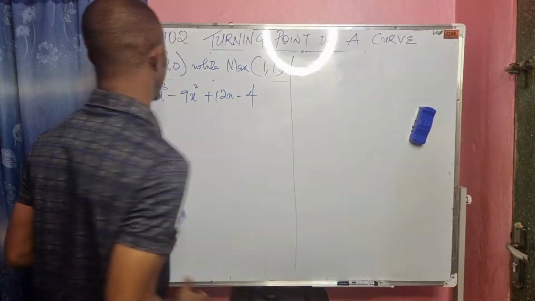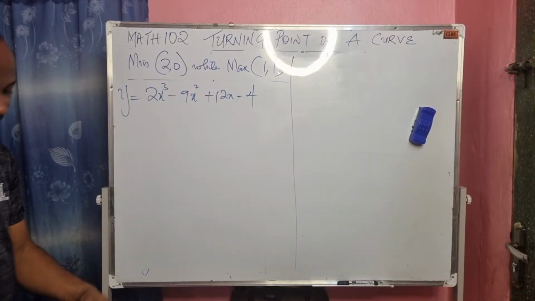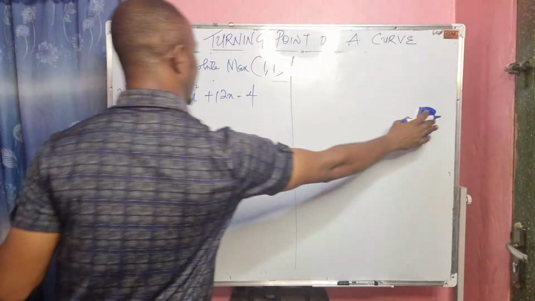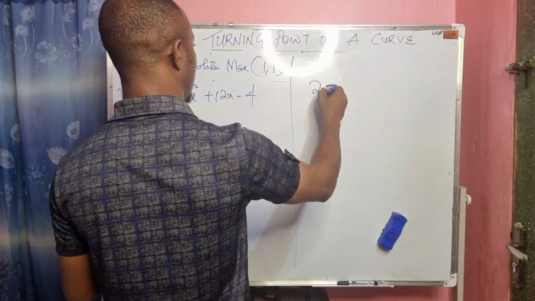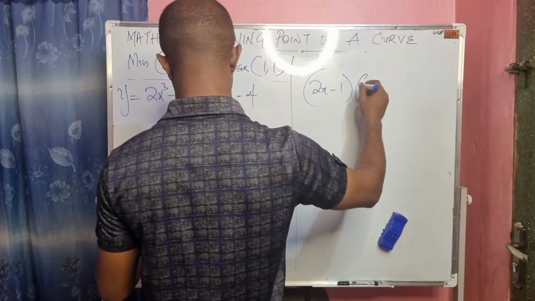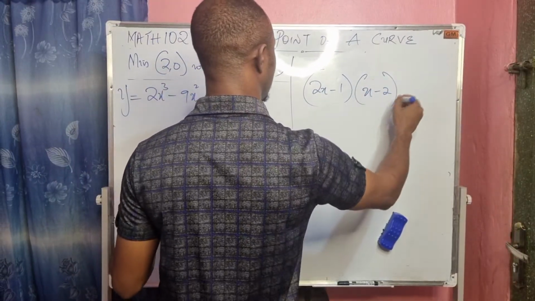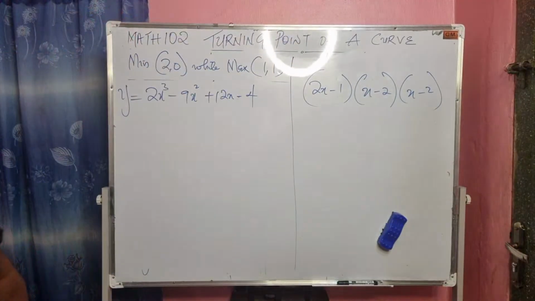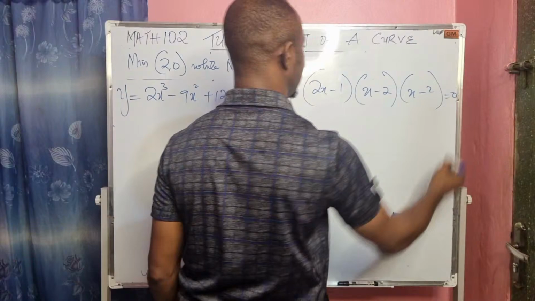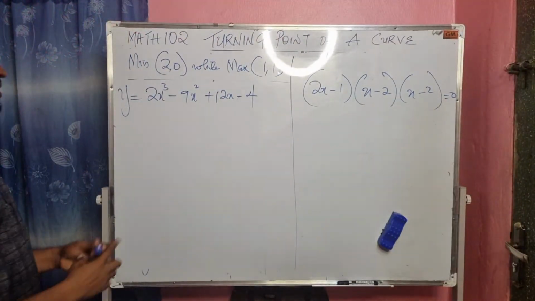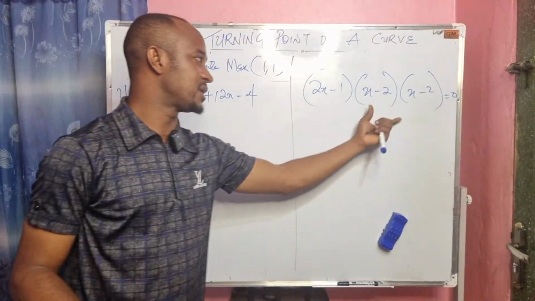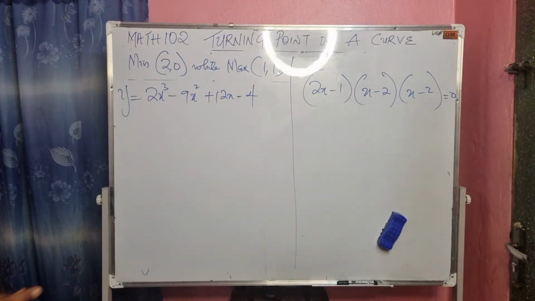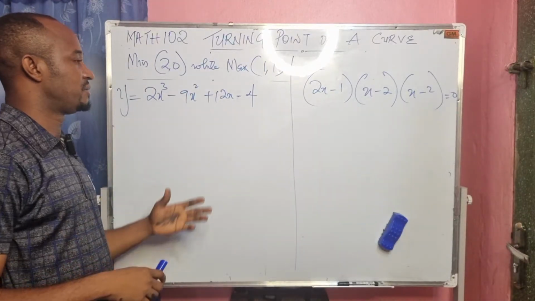The factor theorem. When you factorize this, the result will give us 2x minus 1, x minus 2, and x minus 2. These will be the factors, all equal to 0 when we evaluate. I will show us how to get this. Now, in the factor theorem, it's called trial and error. I have to try some factors.